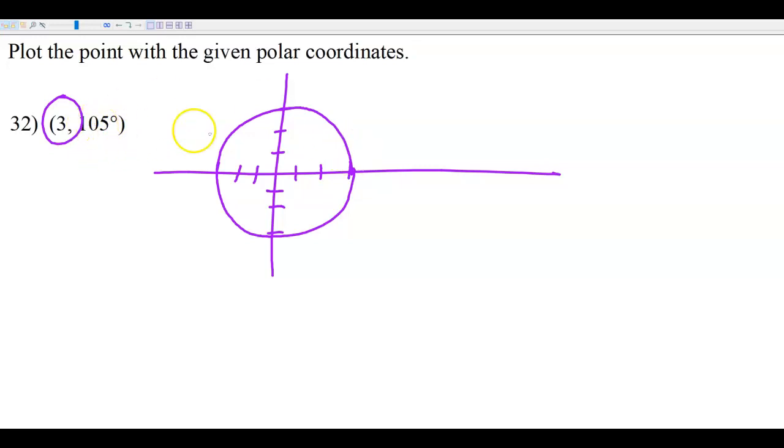Well, where is 105 degrees? If this is 0, where's 105? Well, this is 90, and so 105 would probably be right about here. So if I start on the positive x-axis and rotate to here and go all the way up until that point is on the circle, which is 3 spaces away from the origin, that's where the point would be located. And there you guys have it. So that's how you plot polar coordinates.